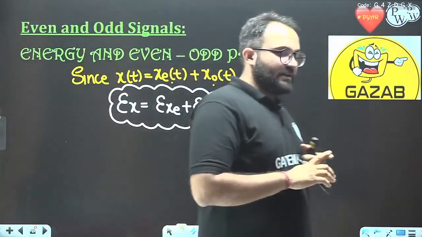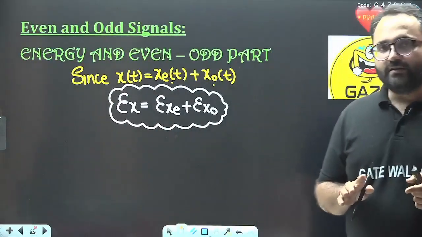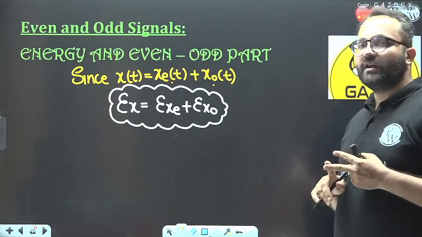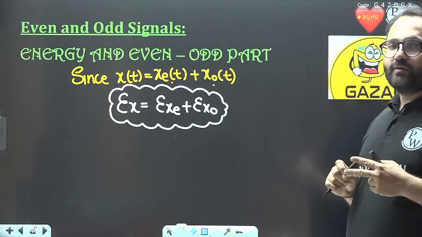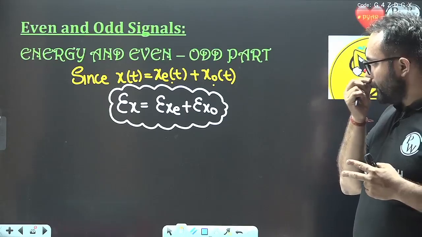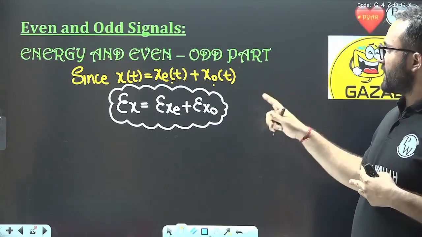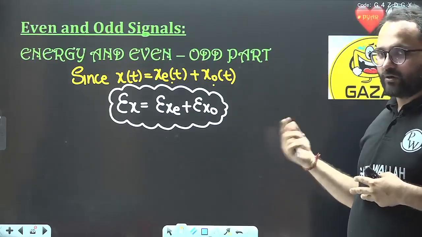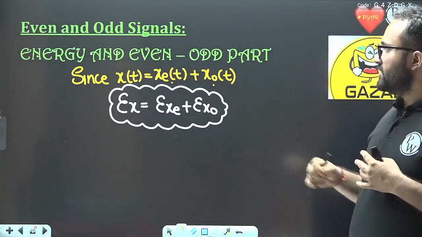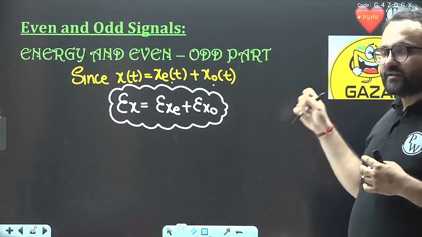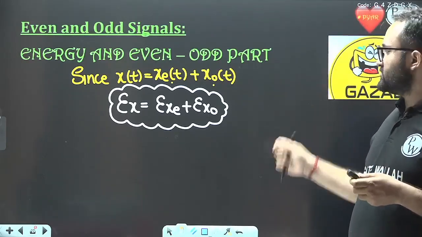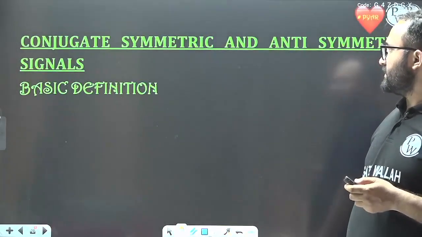So even signal and odd signal are orthogonal to each other. Second thing, odd signal has 0 value at n equal to 0, at t equal to 0. Third thing, any signal can be written as sum of even part and odd part. Last, energy of the signal is equals to energy of the even part plus energy of the odd part. Okay, these are the properties that we have seen.